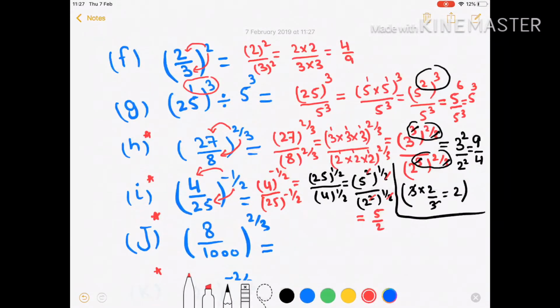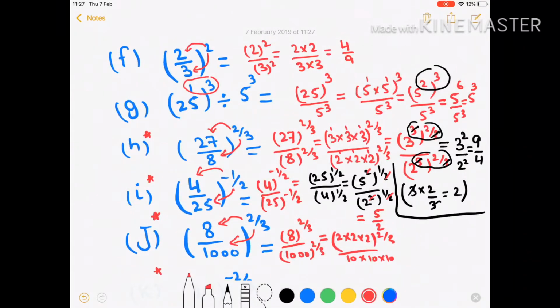Another question, J. Inside the bracket, power belongs to everything inside the bracket. So just separate the powers: 8 to the power 2 by 3 and 1000 to the power 2 by 3. So then simplify it. 2 times 2 times 2, and to the power 2 by 3. At the bottom simplify 10 times 10 times 10.